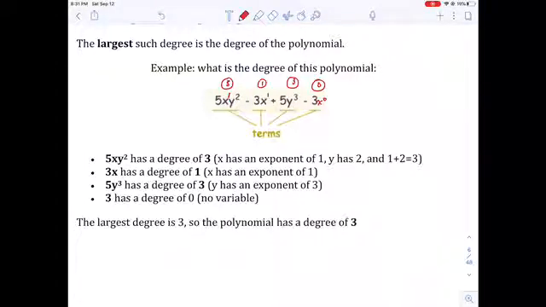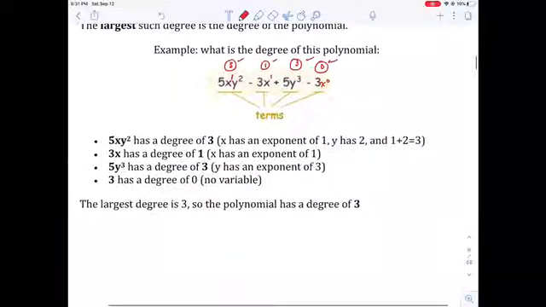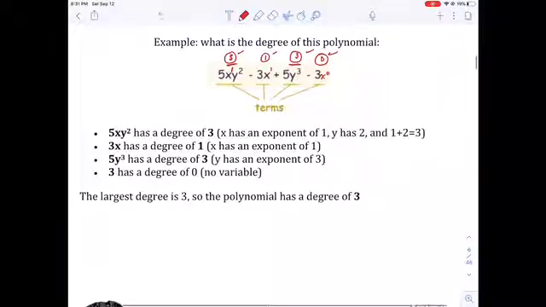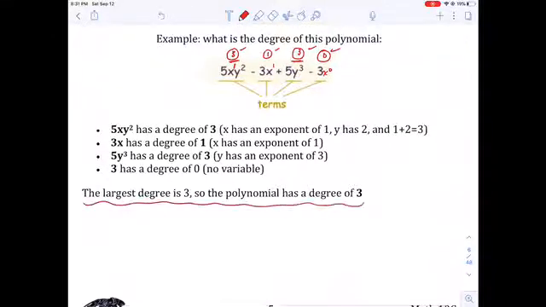So there's the degree of the individual term, which we've done. All of these individual terms are up here. And then the degree of the polynomial is going to be 3. Okay, there's actually 2 degrees of 3, and they tie. So the largest degree is 3, so the polynomial we say would have a degree of 3.